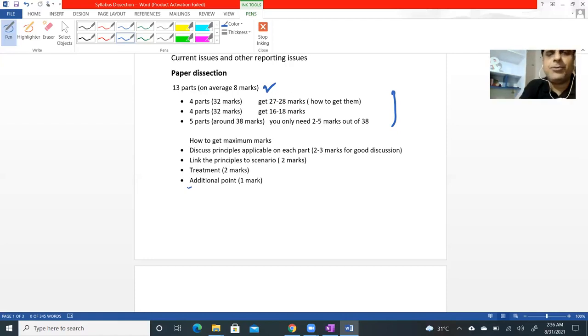Rest, next 4 parts. Definitely these 4 parts will be challenging ones. These will not be the easier ones. These will be challenging ones. And an above average student can solve these 4 parts.